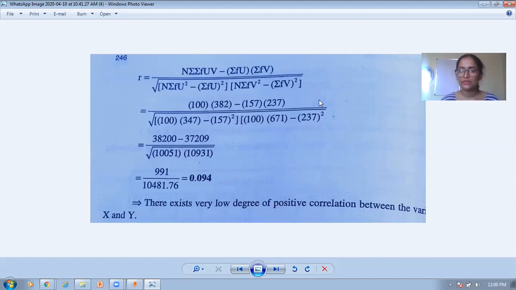So in today's class, we studied about correlation, the types of correlation, and the methods of measuring the correlation. And among those methods, we have studied the scatter diagram and Karl Pearson's coefficient of correlation. In the next class, we will be studying about Spearman's rank correlation.